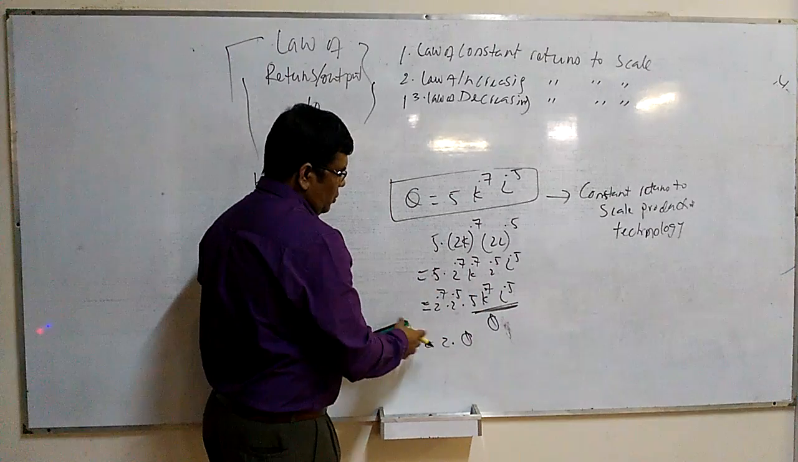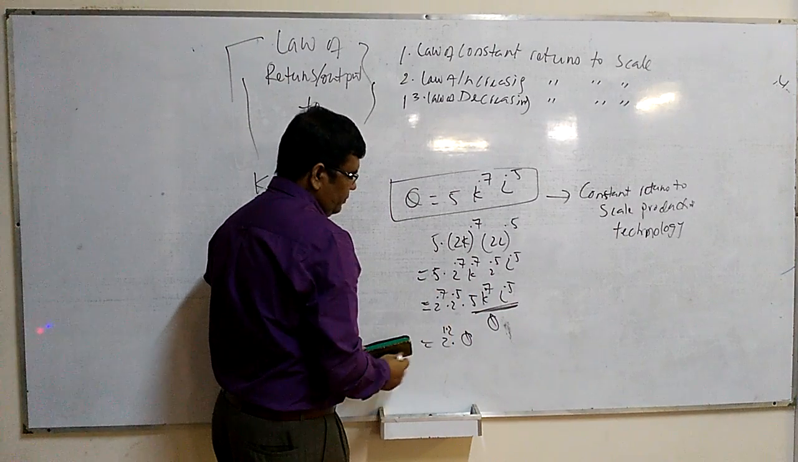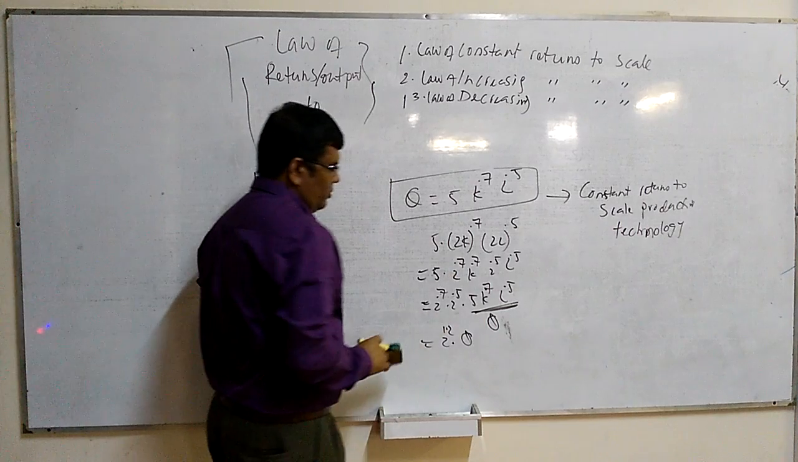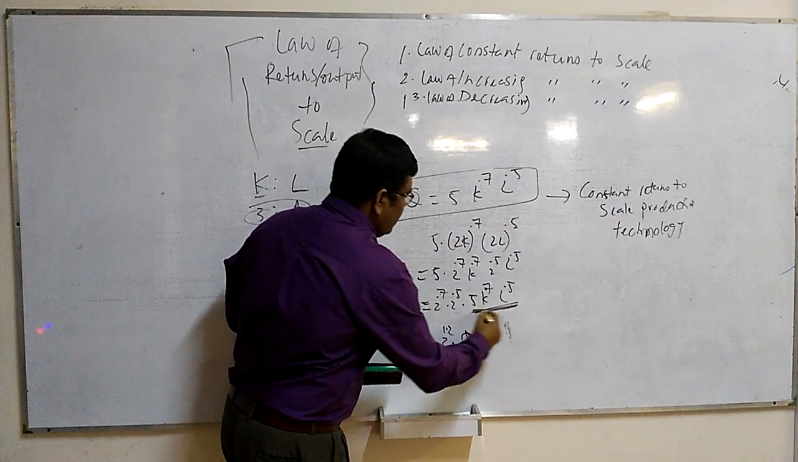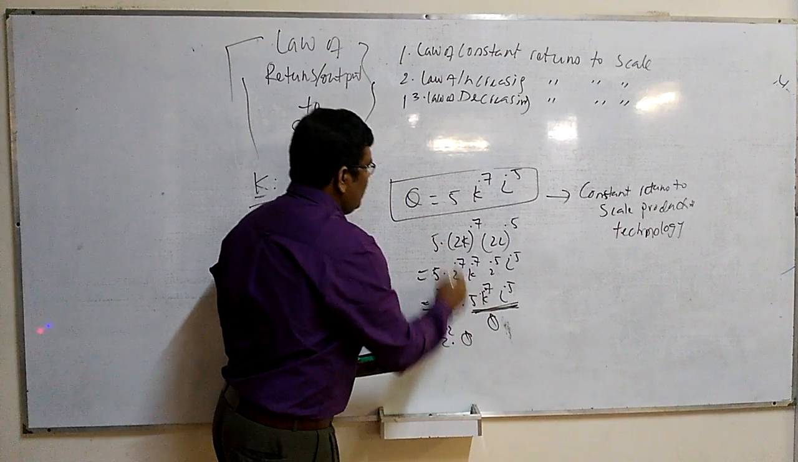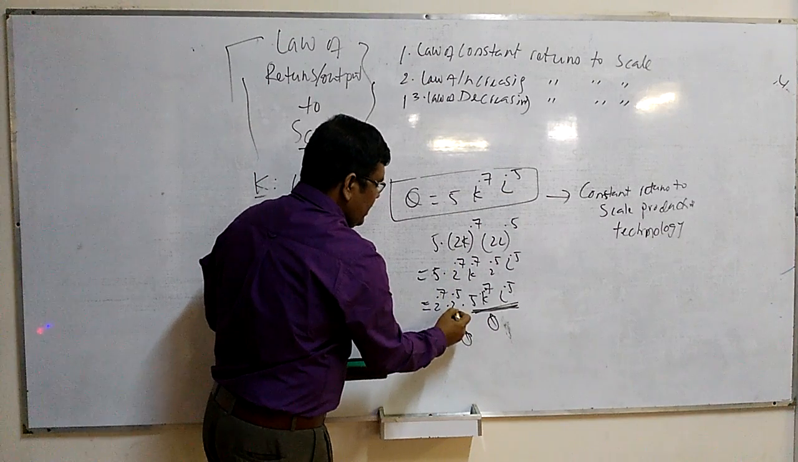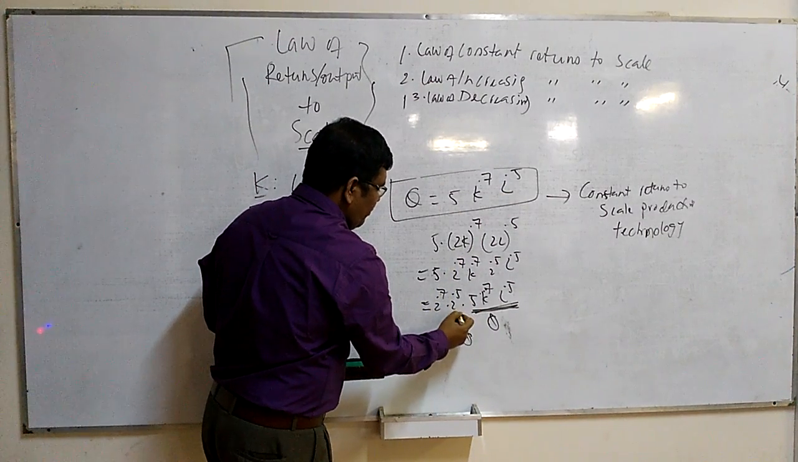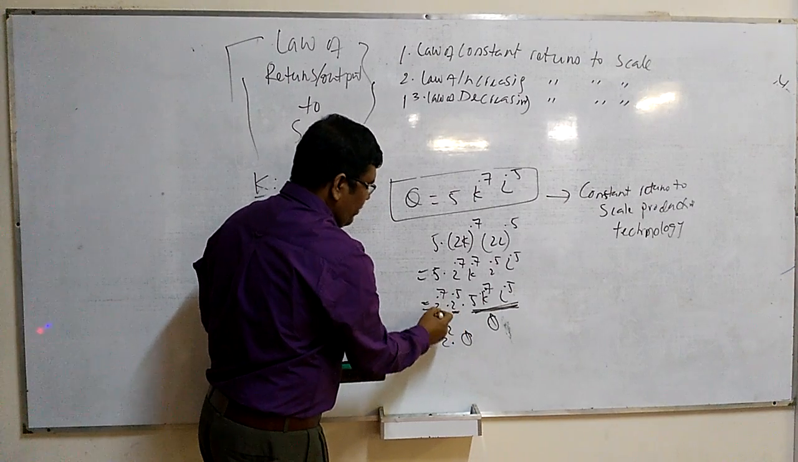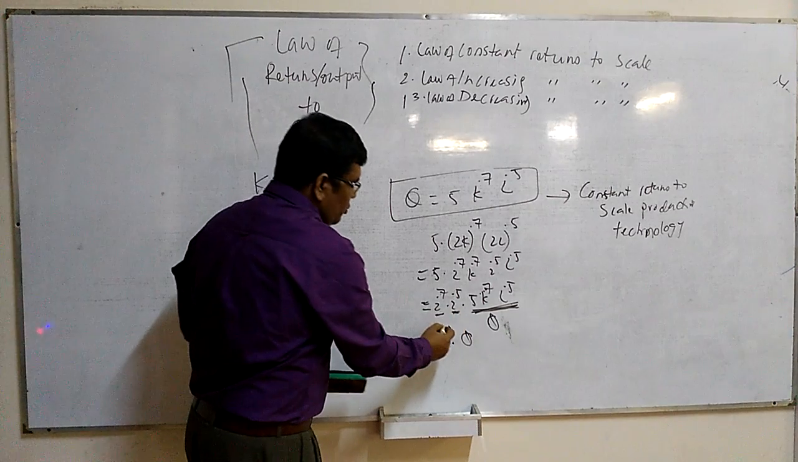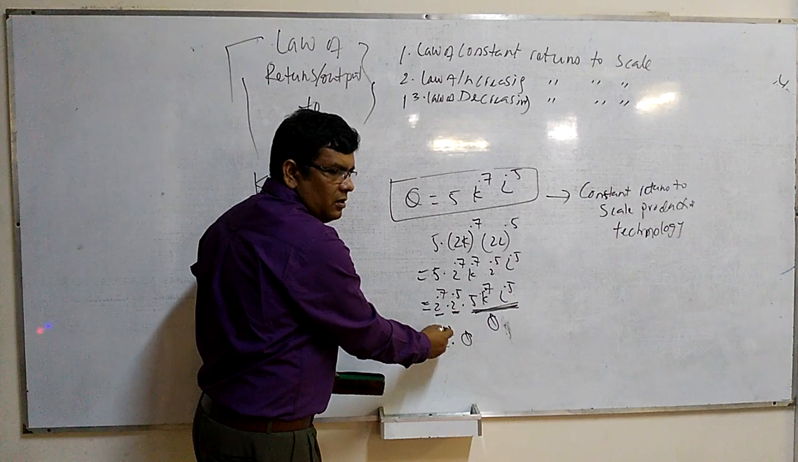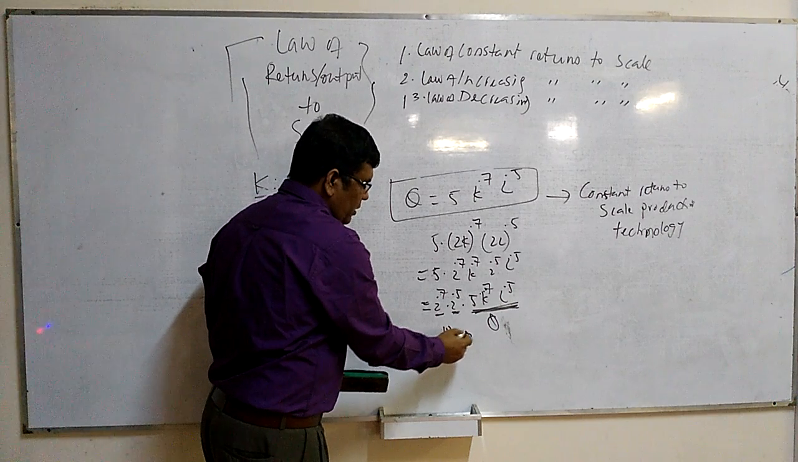So 1.2 Q, is it? Because K to the power 0.7, L to the power 0.7, this one is Q. So I can put Q for this, and you have 2 to the power 0.5, 2 to the power 0.7. So it will be 2 to the power 1.2 Q, isn't it?